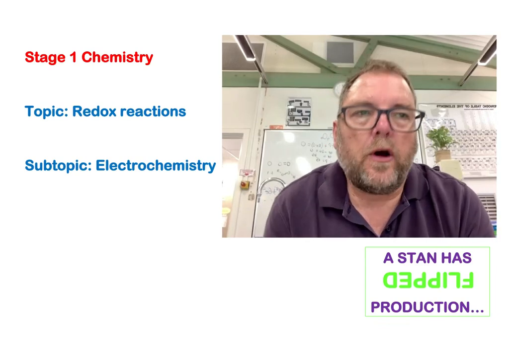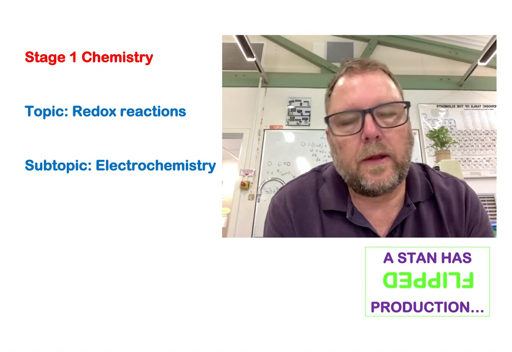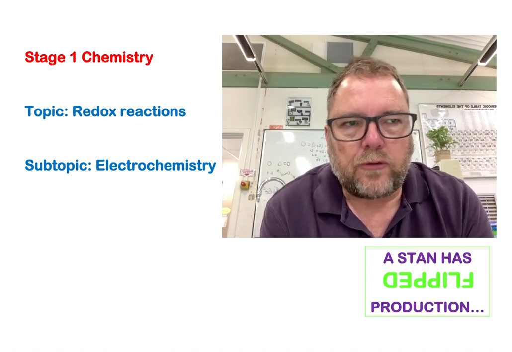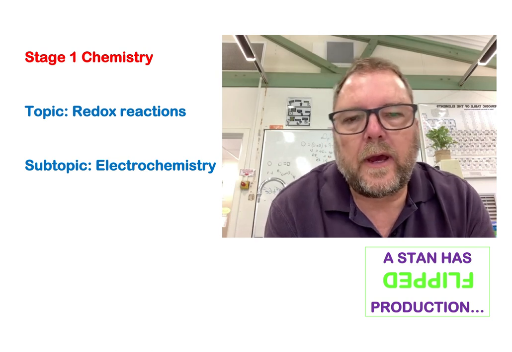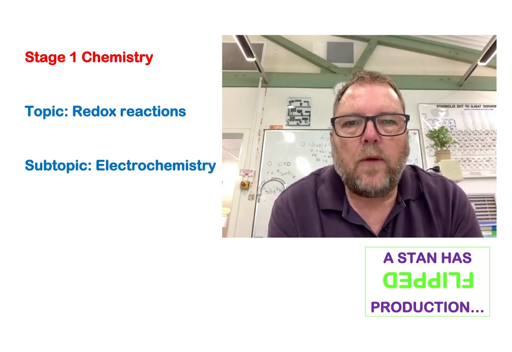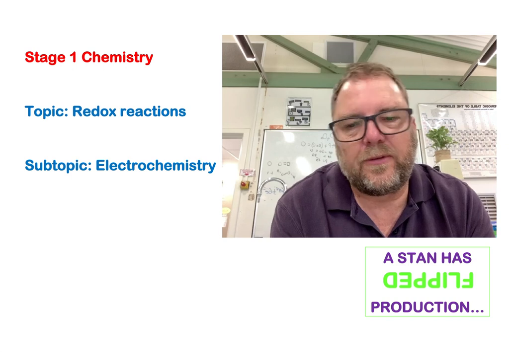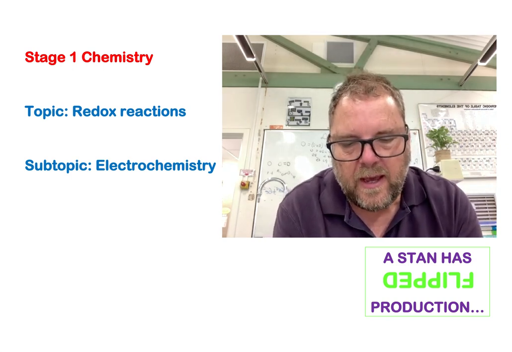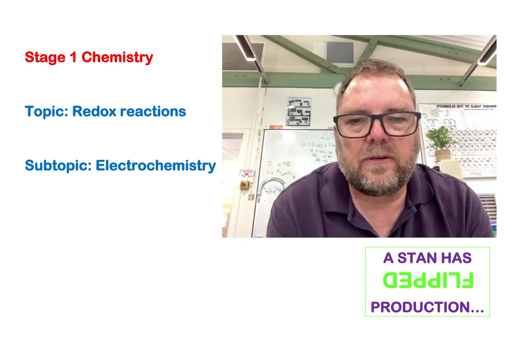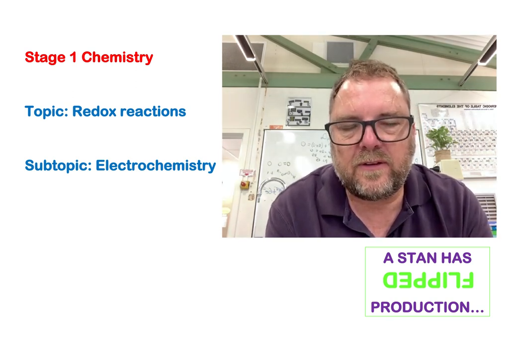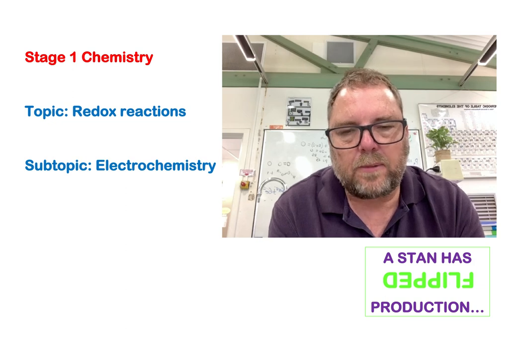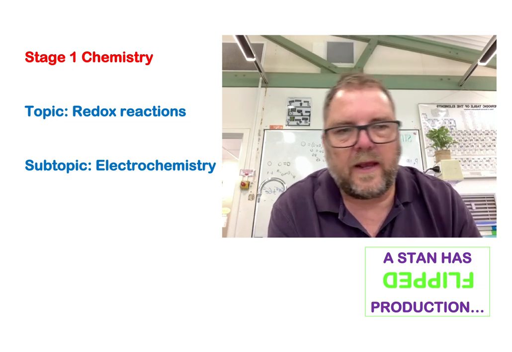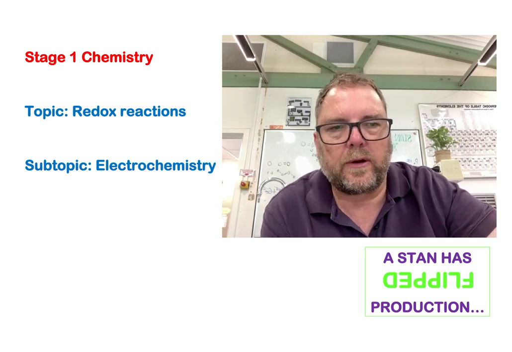Okay, in our final flipped lesson for this topic and really for the year, we're going to look at electrochemistry. And in a sense, what we're going to look at in this video is how we use the concepts of oxidation and reduction that we learned about in the first video and the metal reactivity series that we learned about in the second flipped lesson, and how these are applied to make batteries and to understand how batteries work. Let's get into it.